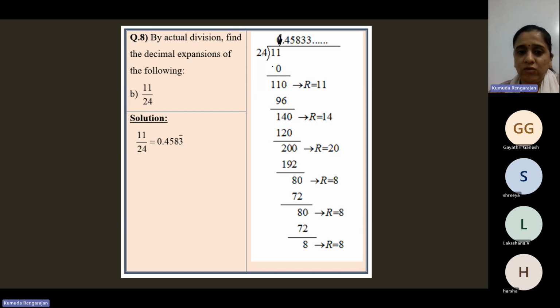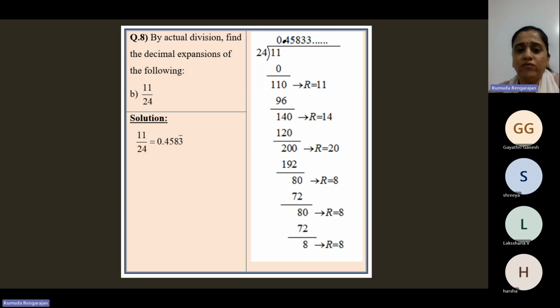24 ones are 24, right? But you have only 11 here, so you cannot do that. So it is 24 0 times 0, right? And 11 is a remainder now, correct? So now after that, we have taken the whole of 11, so there's nothing after it. So you'll have to keep a point and add a 0, correct?